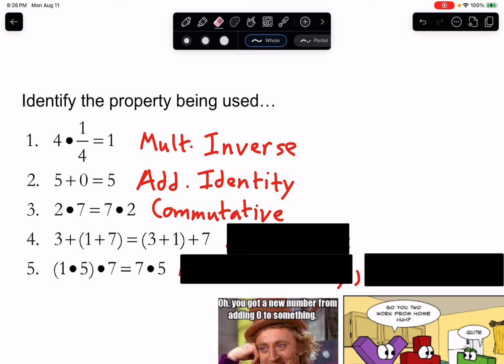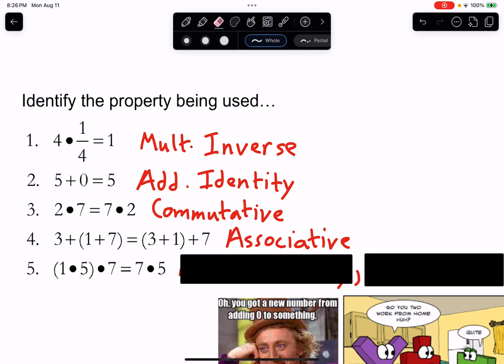3 plus the quantity 1 plus 7 is the same as the quantity 3 plus 1, then plus 7, right? That is whom you are associating with not mattering. So that's the associative property of addition.